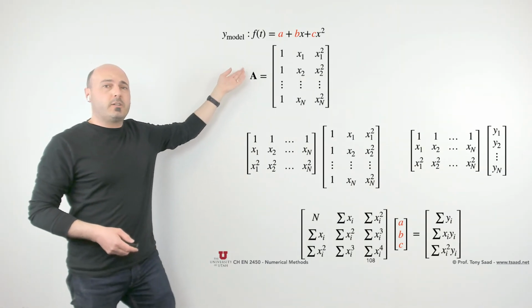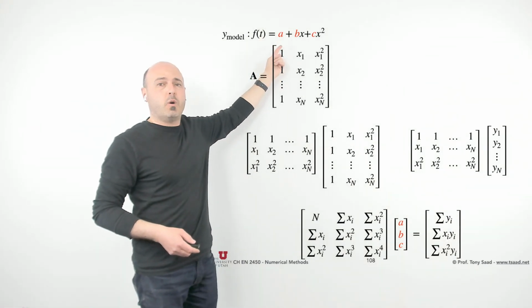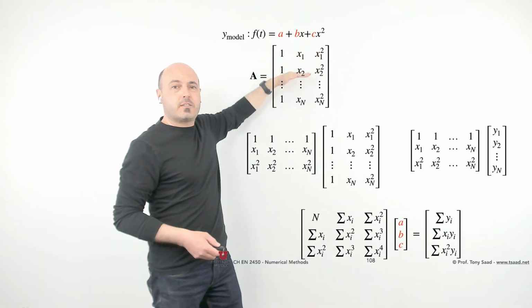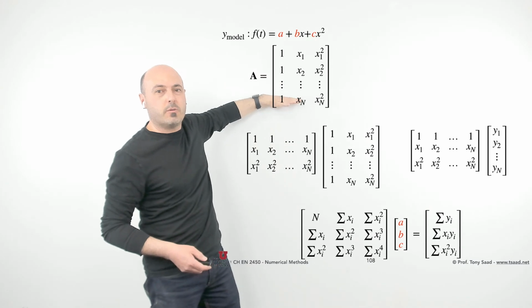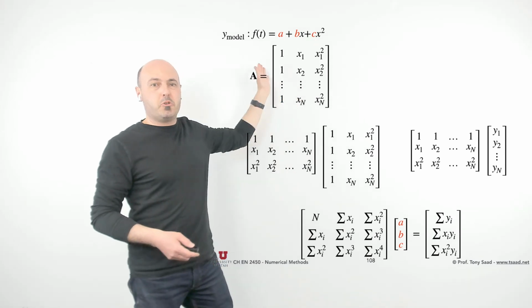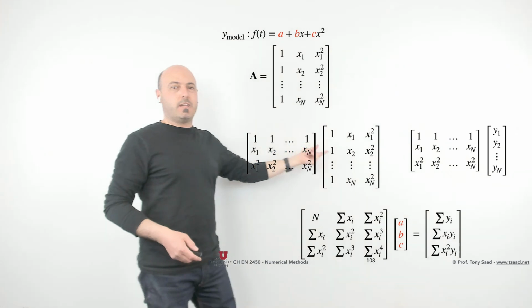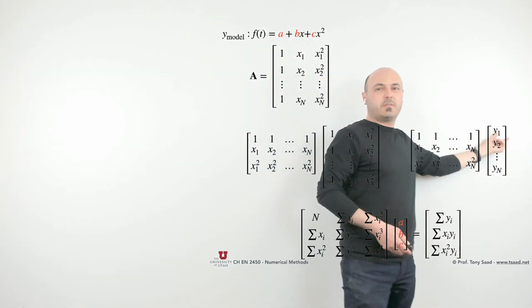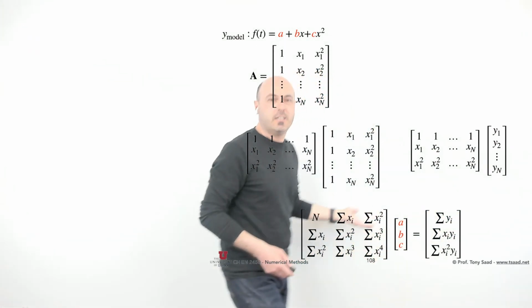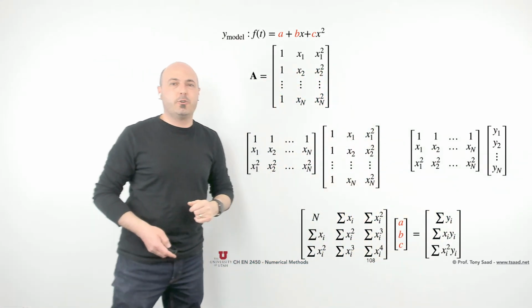What do you do with the A matrix? You just write down your basis functions, 1, x, x squared, and then start populating the matrix. First observation, second observation, third observation, nth observation. Once you have A, you're done. A transpose times A gives you the coefficient matrix, and A transpose times the Y vector gives you the right-hand side. Solve this system of equations, and you're done.